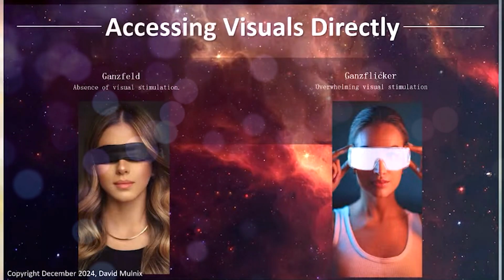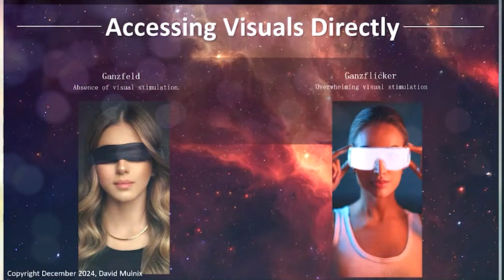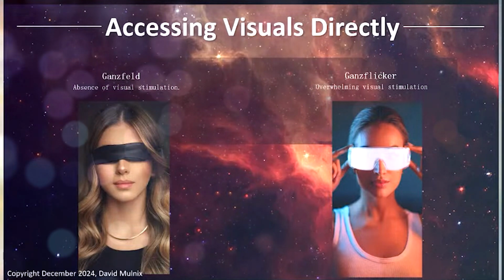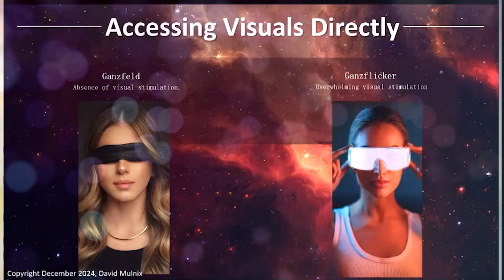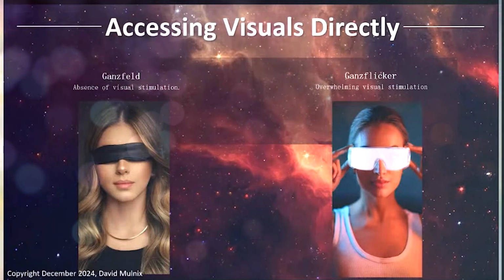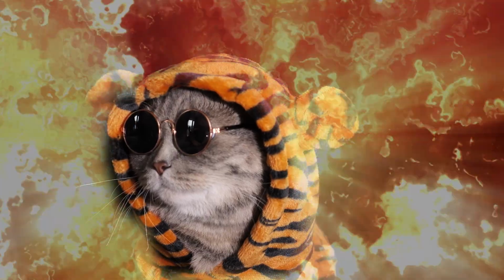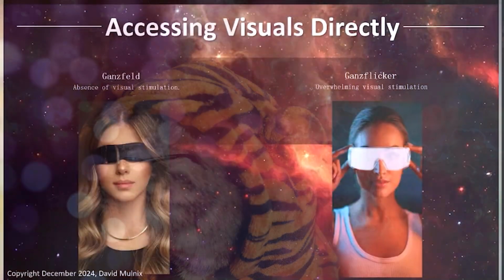When we look at the scientific community, in terms of inducing visuals within the minds of subjects, they typically use two approaches. You can find a bunch of papers published on this information, but they use either a Ganzfeld approach, which is the absence of visual stimulation, or a Ganzflicker approach, which is more like overwhelming your visual senses. So one's overwhelming visually, the other is the absence of visual.